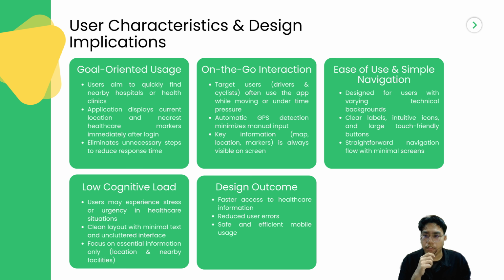The next slide is user characteristics and design implication. The first is goal-oriented usage. Our users typically have a clear objective, which is to quickly find a nearby hospital or health clinic. Therefore, the application displays the user's current location and the nearest healthcare markers immediately after login, eliminating unnecessary steps and reducing response time.